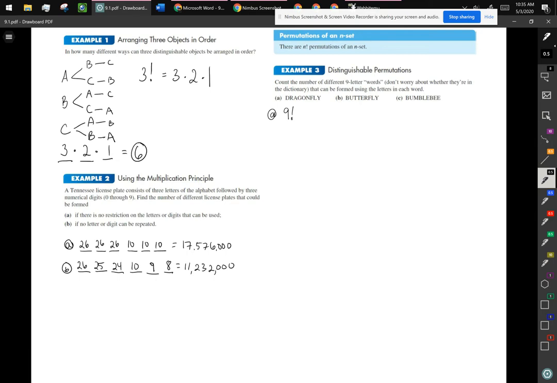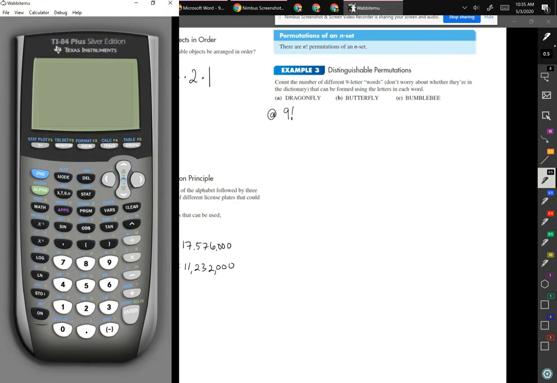So if you did 9 factorial, let's just throw that in our calculator. 9, let's see, math, probability, 4, and that'd be your answer. 3, 6, 2. So 362,880 different arrangements of the letters from dragonfly.